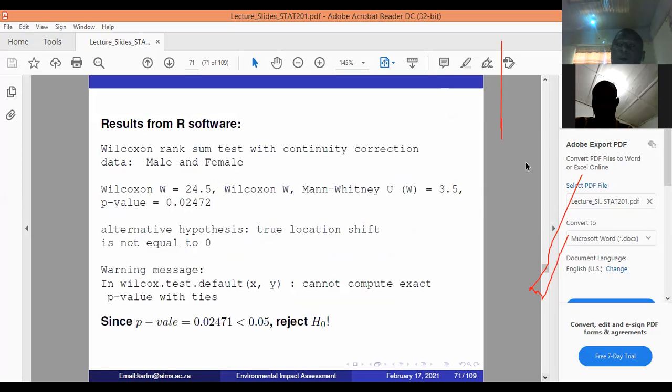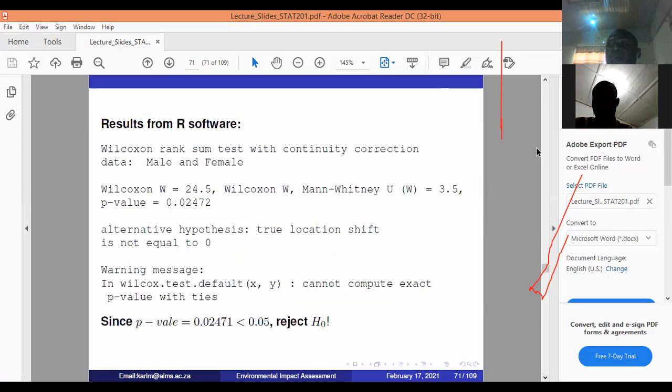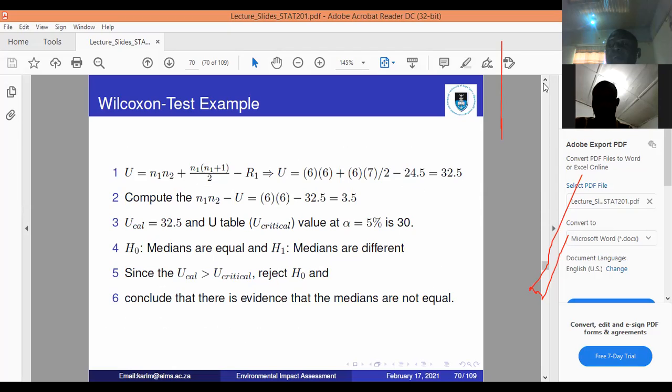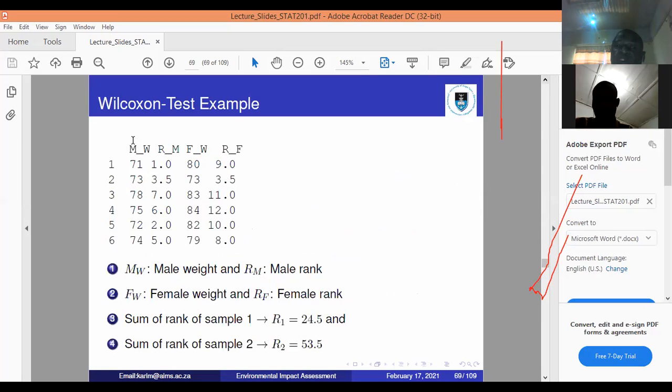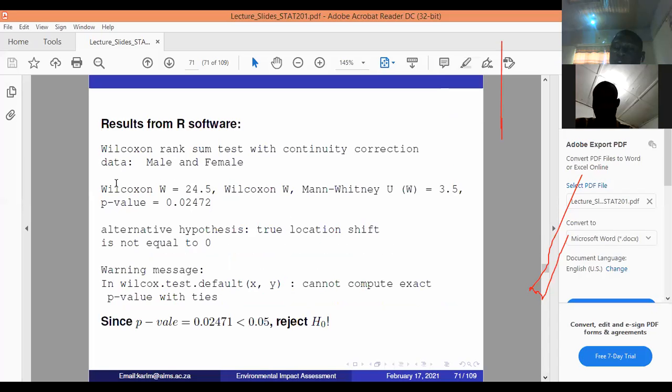We can simply do all these calculations that we have done using a software, just like we fitted the R. All you will need is to enter this data into the software. You enter the male weight, 71, 73, 78, up to 74. Then you also enter the female weight. So this may be your X and this may be your Y. You enter them into your software, call your function, and then you run it.